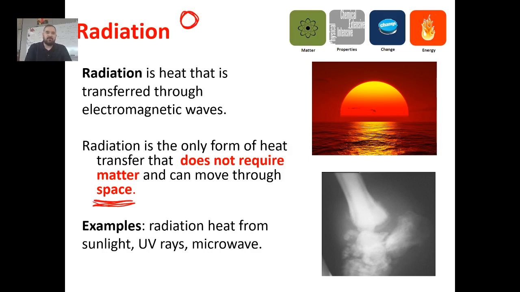So here's the sun. Here's our planet. We get all of our energy from the sun. And if we needed a medium for that energy to transfer, it wouldn't be able to get here. Thankfully, radiation can travel through the vacuum of space, and that's the way the energy actually reaches us. So radiation does not require matter to transfer.